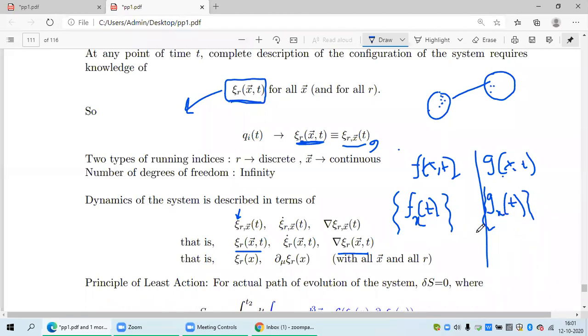So these two are the two sets of generalized coordinates for the two different systems. Now, f has its own way of x dependence in this function. G has its own way of x dependence in that function. That was not so in classical mechanics. There, i was a discrete number, not a continuous number.